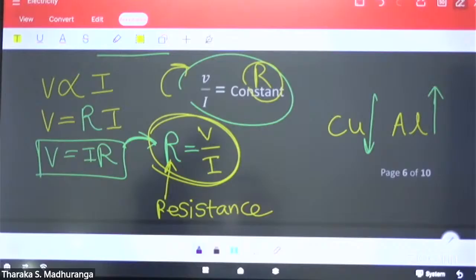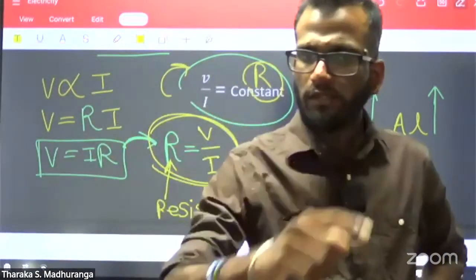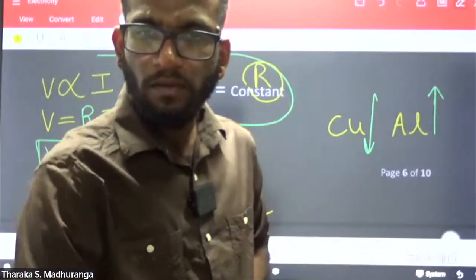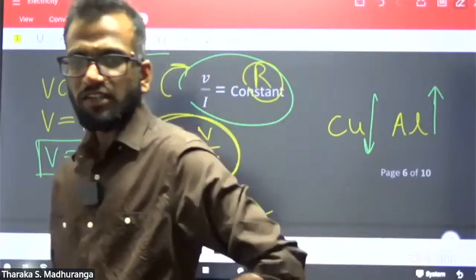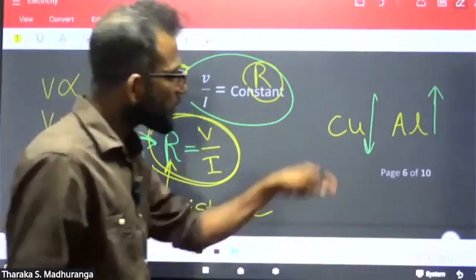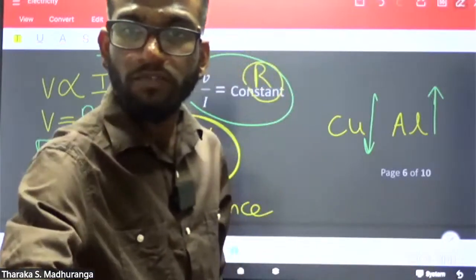Why? If copper has low resistance, why don't we use copper and use aluminium for this transformation instead? Yes, the reason is other. What is the reason? Copper has low resistance, so the most suitable one is actually copper, but we use aluminium.